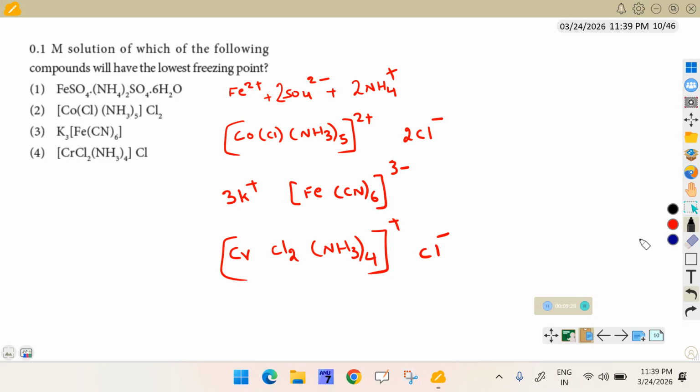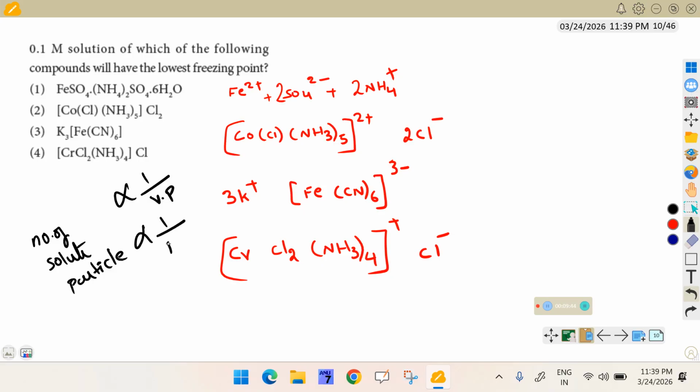0.1 molar solution of which of the following compounds will have the lowest freezing point? Number of solute particles increases, then vapor pressure decreases, freezing point decreases. Remaining all increase, that is RLVP increases, elevation of boiling point increases, depression of freezing point increases, osmotic pressure value also increases.